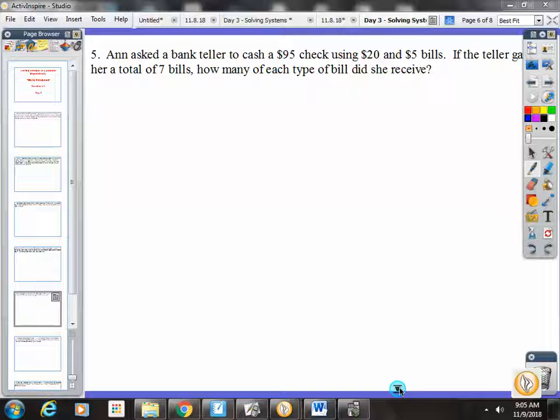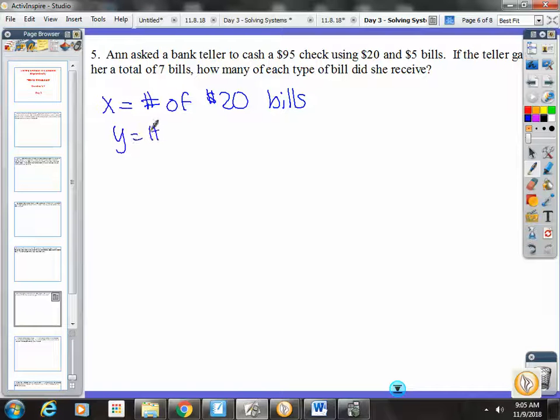How many of each type of bill? And there are 2 types of bills, correct? 20s and 5s? Let's let x be the number of 20s. And I'm going to let y be the number of 5s.